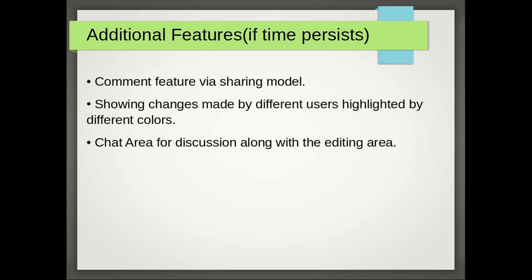Additional features, if time allows: if two or more people are collaborating, then the change made by one person is highlighted in a different color, so we can easily identify which person has made what change. The other feature that we can add is a comment utility or a chat area where we can even discuss whatever changes we need to make.